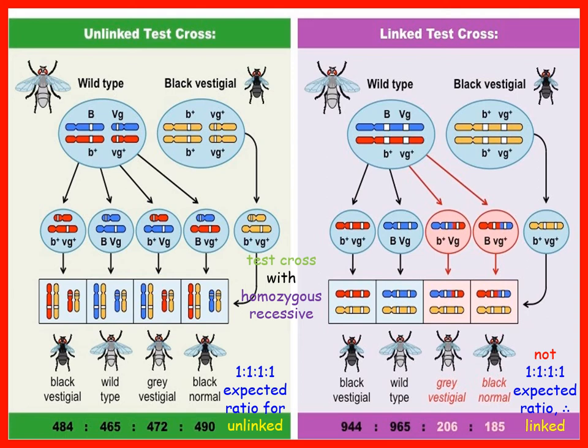When you do a test cross with a homozygous recessive, the vast majority would be two of the phenotypes. The other two would be in much smaller numbers. They would still be expressed. They would still show up because there would still be some recombination or crossing over happening in between the two genes.